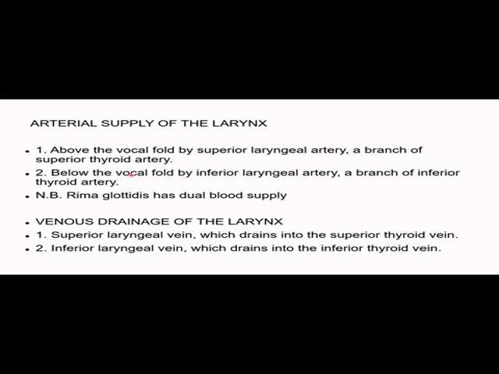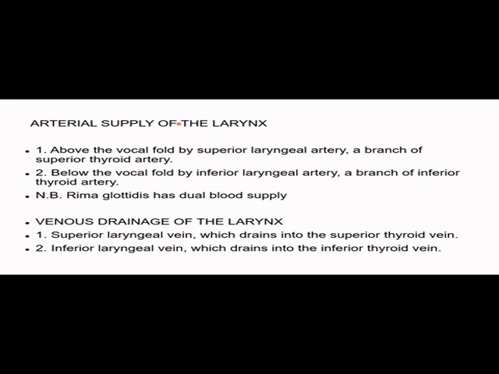Now coming to the arterial supply of the larynx. Again, it is just like that: below the vocal fold and above the vocal fold. Above the vocal fold there will be the superior laryngeal artery, which is a branch of the superior thyroid artery. Isn't that easy? And below the vocal fold, it will be supplied by the inferior laryngeal artery, which is a branch of the inferior thyroid artery.